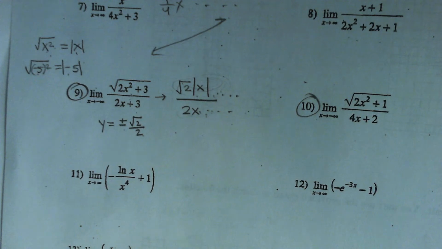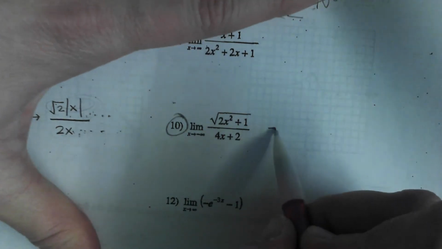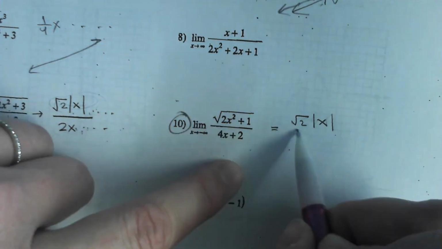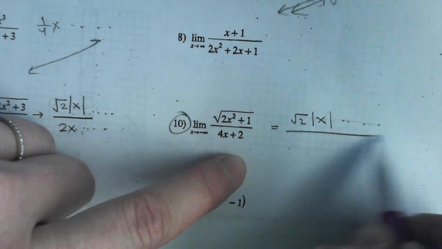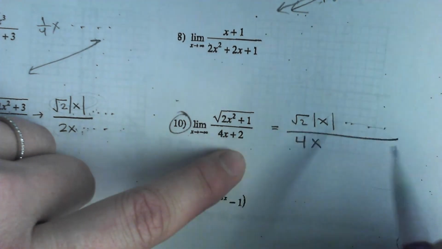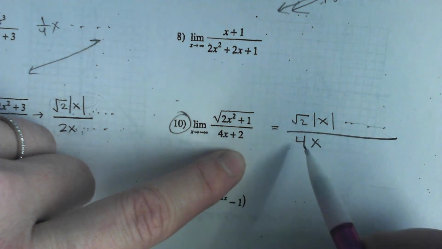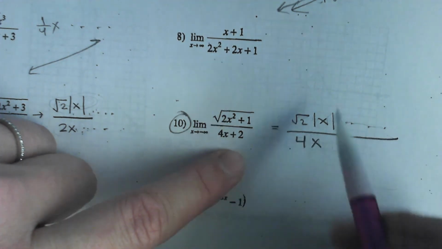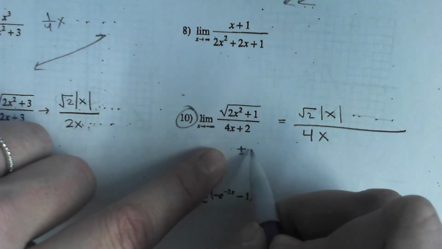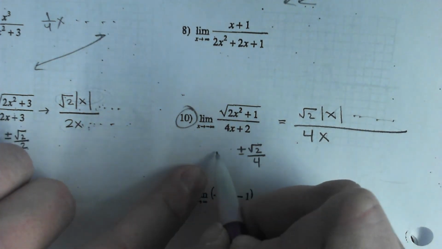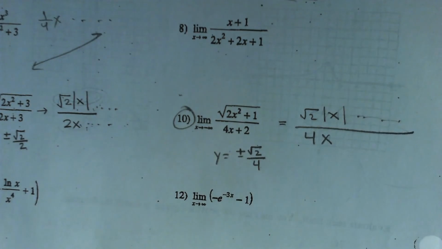Okay? Similarly on this one, if you look at your leading term, it'll be root 2 and then the absolute value of x. Who cares about the rest? This one will be 4x. So again, it's same over same. So we go with the coefficients, root 2 over 4. But because of those absolute value symbols, it's plus or minus root 2 over 4. So we have two horizontal asymptotes.